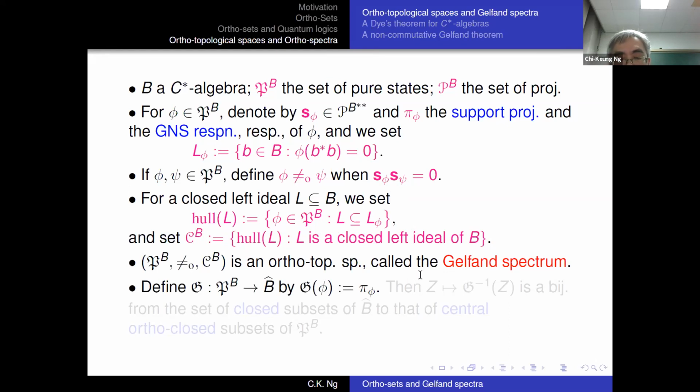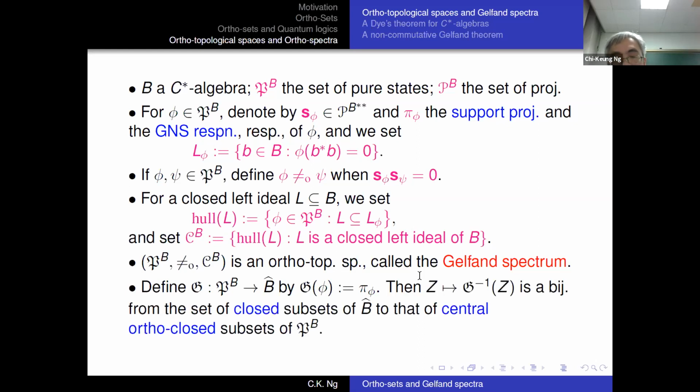This Gelfand spectrum already tells us a lot of things. For example, we can read something about the ordinary spectrum from this Gelfand spectrum. Consider this G to be a map that sends a pure state to the GNS construction. And then, if we have a subset B of the spectrum, we can put it back to a subset of the pure state space.